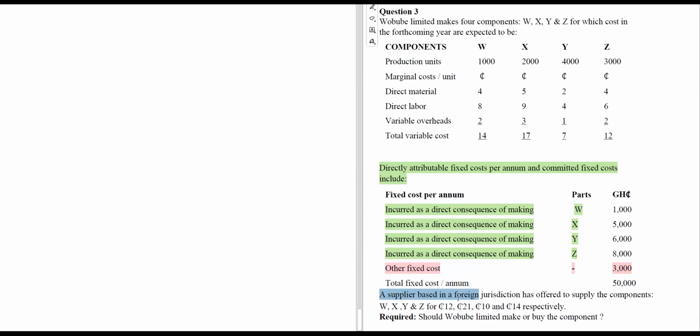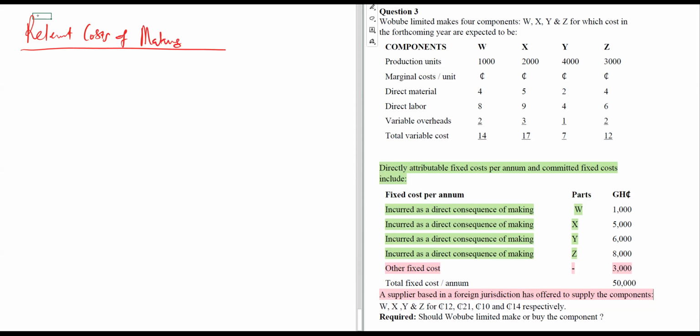They said a supplier based in a foreign jurisdiction has offered to supply the components W, X, Y, and Z at 12 CD, 21 CD, 10 CD, and 14 CDs respectively. Meaning we have to actually get them, right? Okay, so let's try and see. Make or buy. So first of all, let's come up with the relevant cost of what? Which one should we start first? The relevant cost of making.